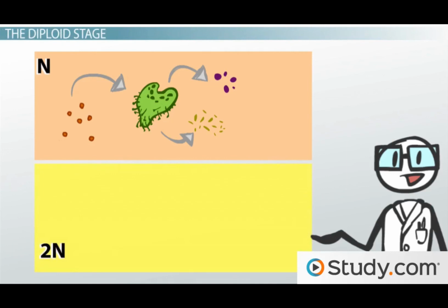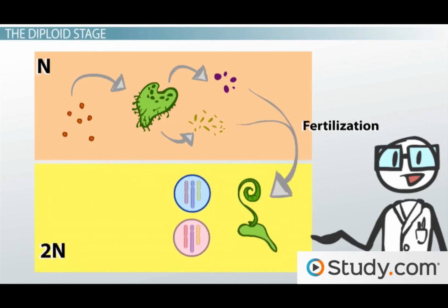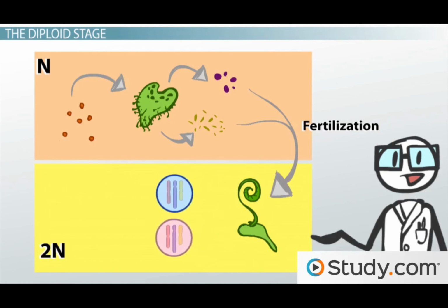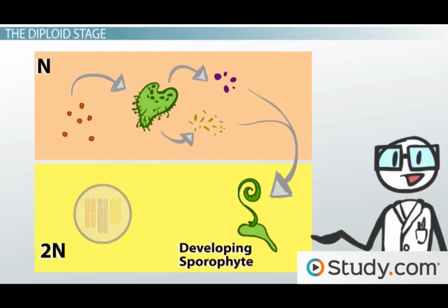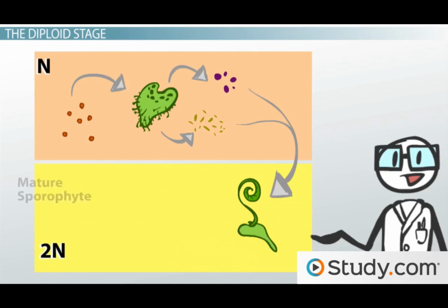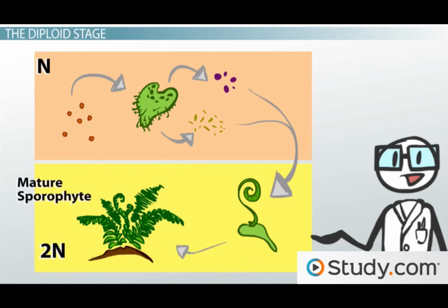The diploid and dominant stage of life will begin once fertilization occurs. Remember that fertilization is the fusion of an egg and sperm. Both the egg and sperm are haploid, so when they fuse together, we now have a diploid cell. This new cell will continue to go through mitosis and grow. Eventually, it will become a mature sporophyte and look like the ferns you know.